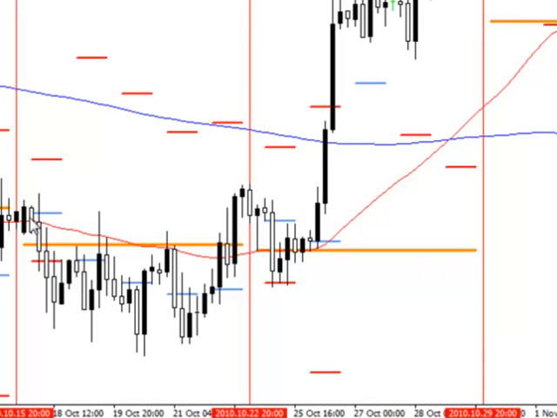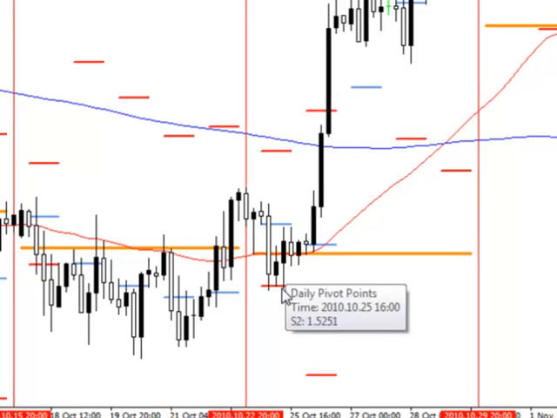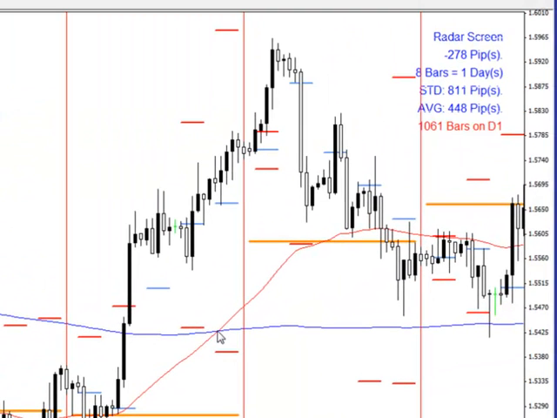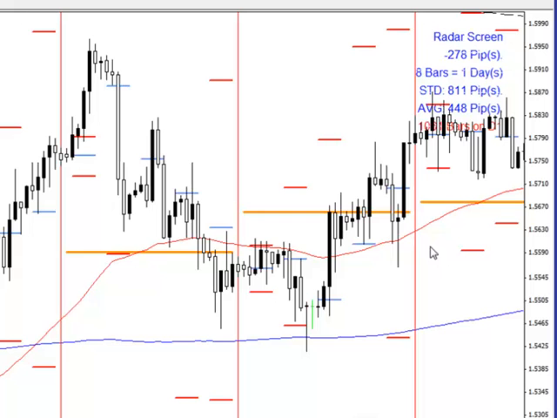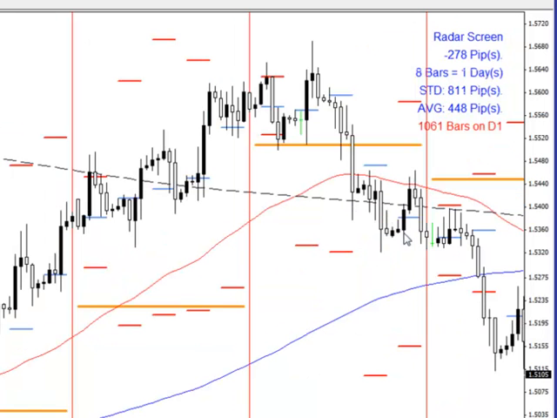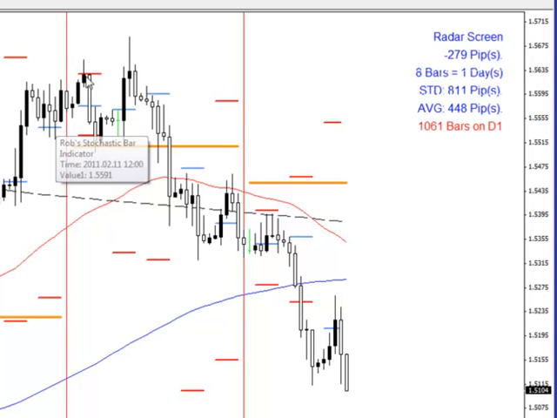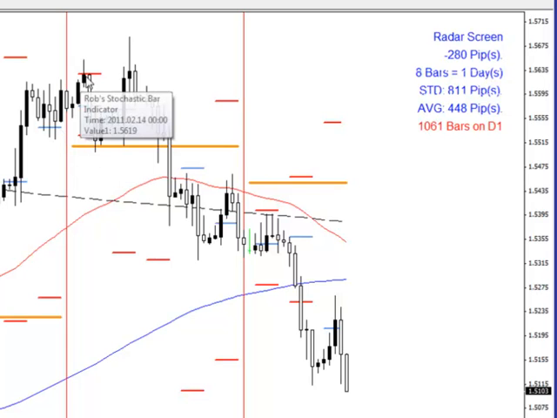So Monday opens up, we hit S3. The week after that, Monday opens up, we hit S3. The week after that, Monday opens, we hit R3. Week after that, R3, and so on. We can go right up to the present. And last week, the market opens up, hits R3, then comes down and hits S3.